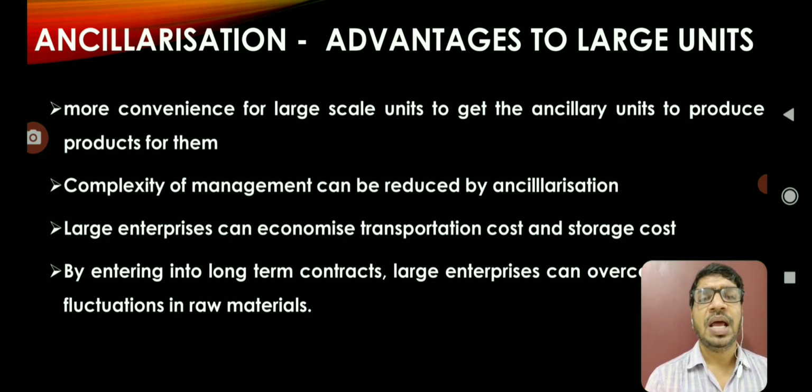Third one is large enterprise can economize transportation cost and storage cost. If they want to produce every component by themselves, it requires huge godowns, labor and whatever manufacturing facilities are required. So by engaging these micro, small and medium enterprise ancillary units, they can save or economize transportation and storage costs also.